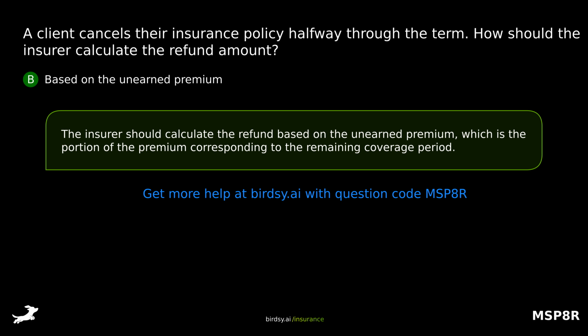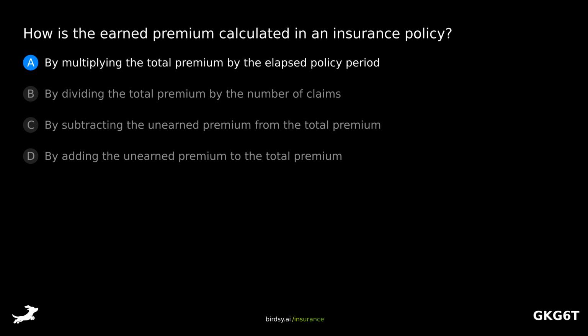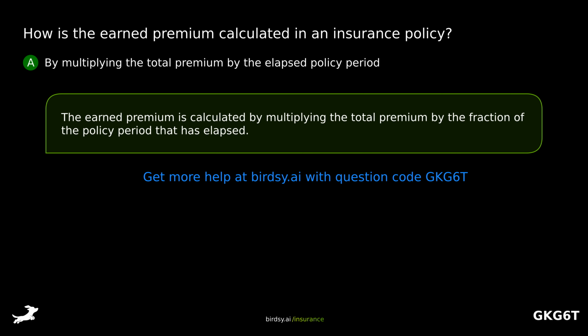the remaining coverage period. How is the earned premium calculated in an insurance policy? Is it A, by multiplying the total premium by the elapsed policy period, B, by dividing the total premium by the number of claims, C, by subtracting the unearned premium from the total premium, or D, by adding the unearned premium to the total premium? The answer is A, by multiplying the total premium by the elapsed policy period. The earned premium is calculated by multiplying the total premium by the fraction of the policy period that has elapsed.